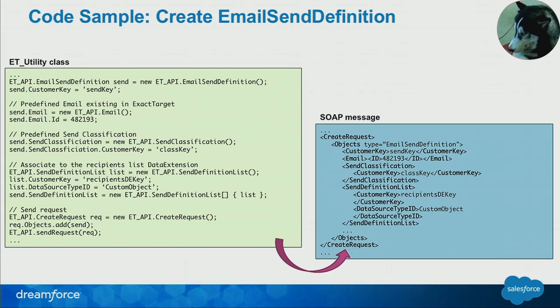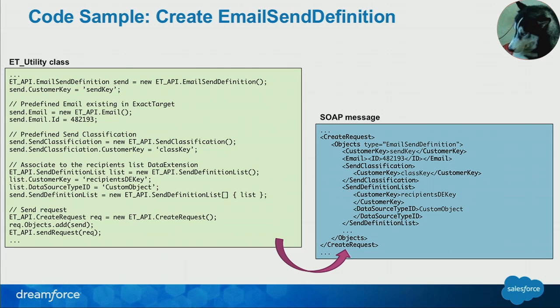A send classification basically defines some additional properties for the email send out. For example, the from name, the from email address, or the IP address that will be used for sending the emails. This is also something we pre-configured, and here we relate it with a customer key. So if you want to identify objects in ExactTarget, you can either use the ID or the customer key.